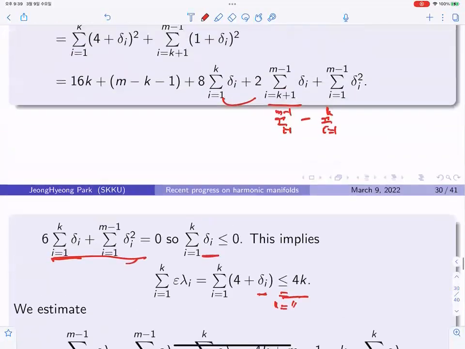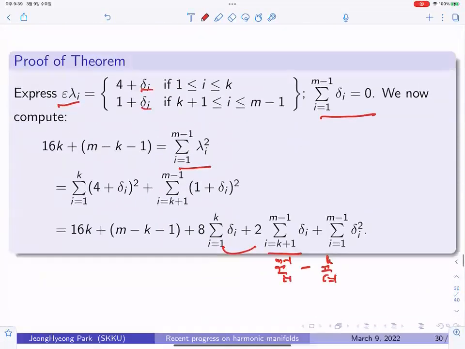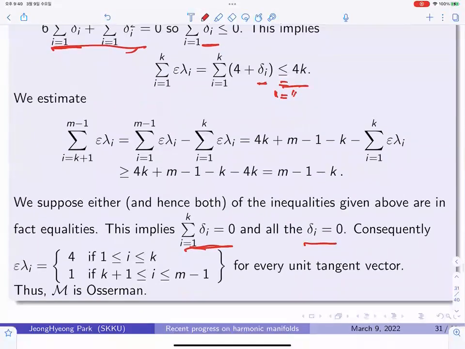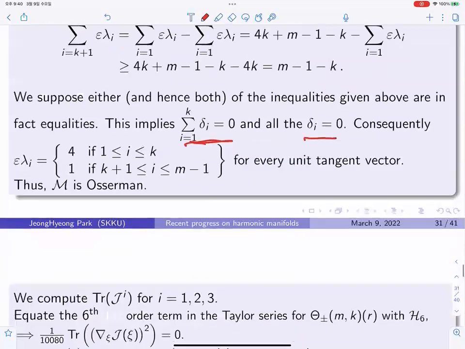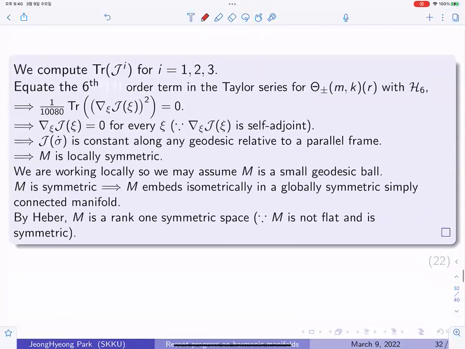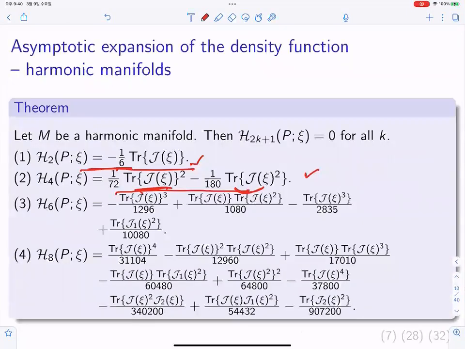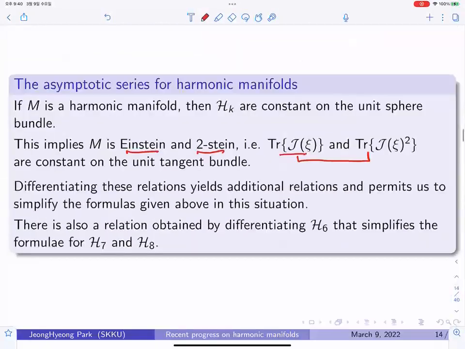So here is zero, so epsilon lambda I is zero for I less than k, and the remaining is 1 for every unit tangent vector. So we compute the trace of the Jacobi operator, then the sixth order term, because you know that J1, J2, J3. So we compared with the density function. Now we can get that this is zero by the computation.